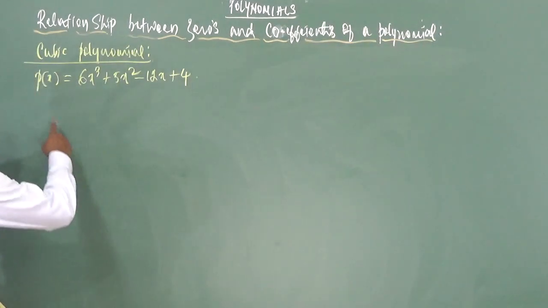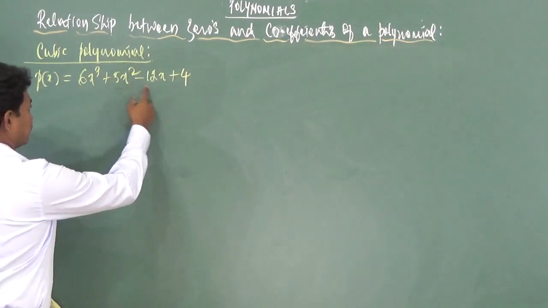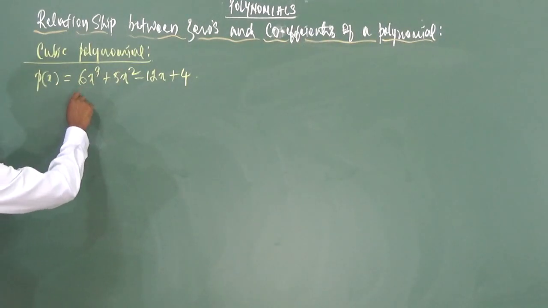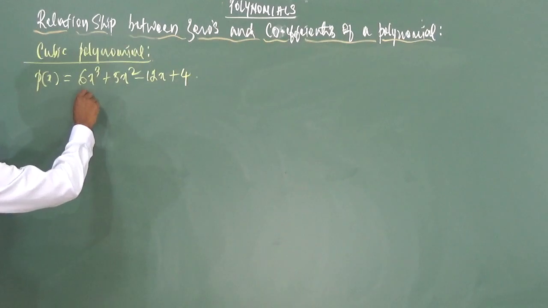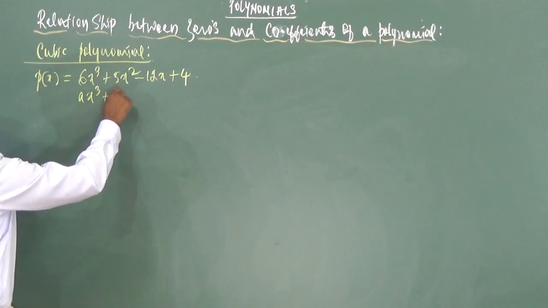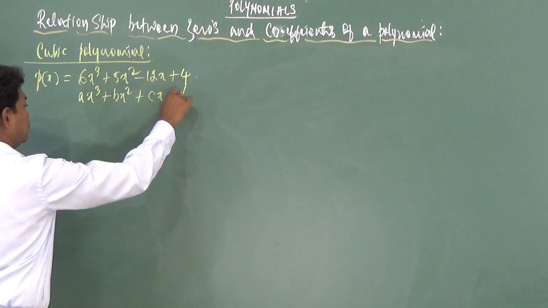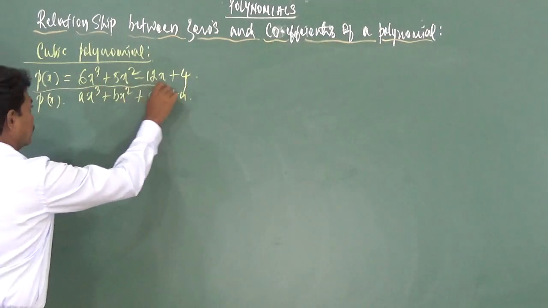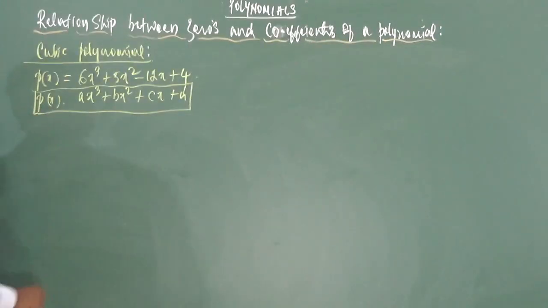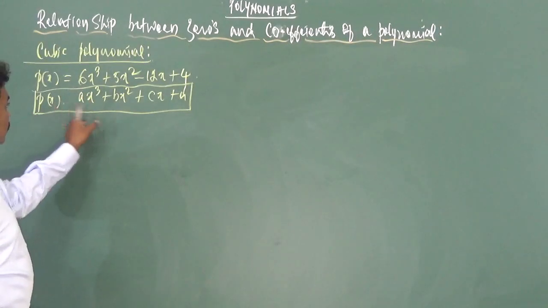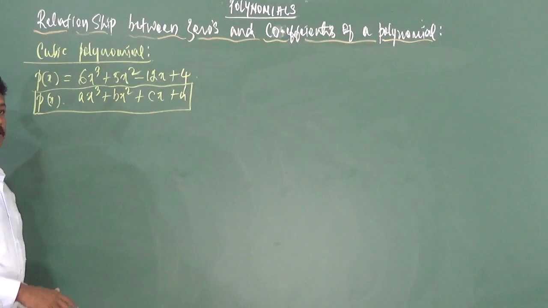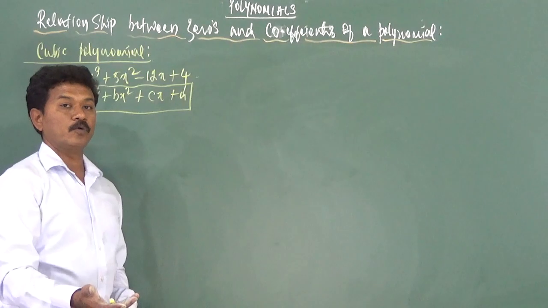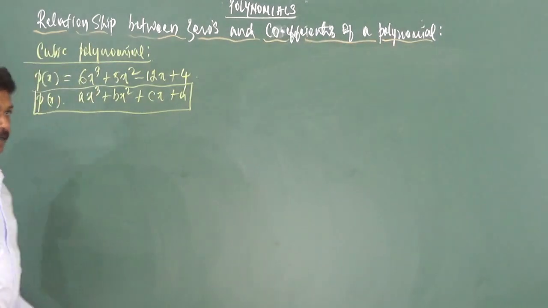Now, p of x is equal to 6x cubed plus 5x square minus 12x plus 4, which is in the standard form ax cubed plus bx square plus cx plus d. So this is the standard form of this polynomial, as we have discussed in the previous classes. Now let us find the relationship between the zeros and the coefficients in a cubic polynomial.